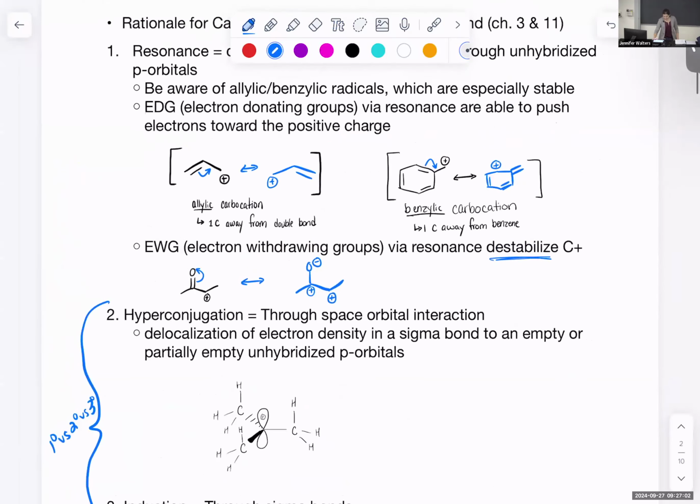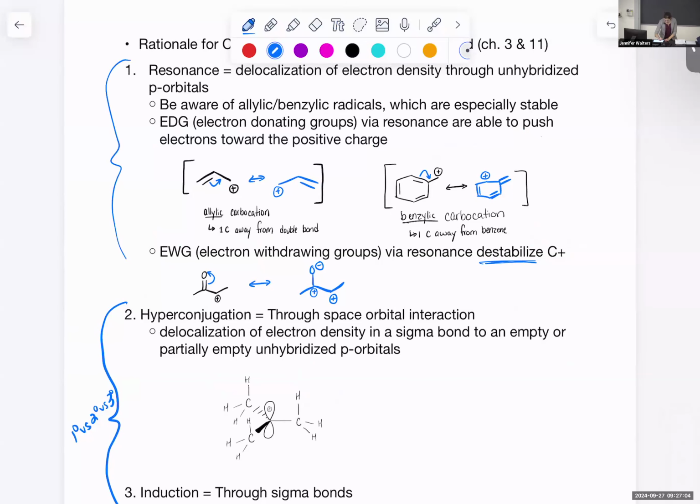So the resonance is what gave that aliphatic versus allylic versus benzylic. Resonance is what contributed to that aspect. Hyperconjugation and induction are why we get that primary, secondary, tertiary trend.